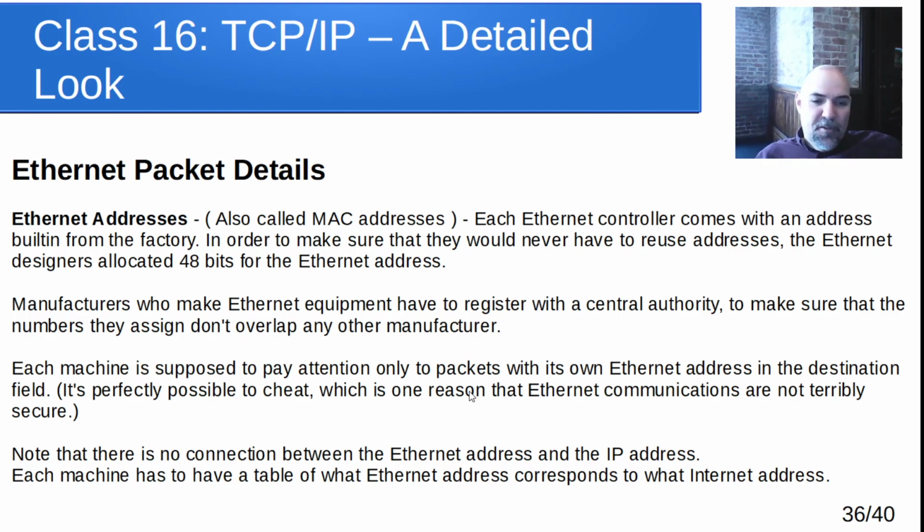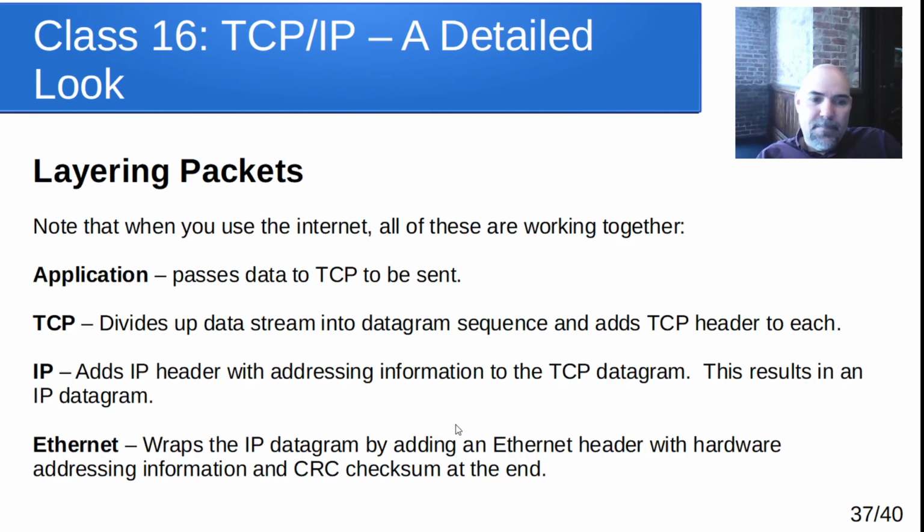Now, each machine also has a table of what Ethernet addresses correspond to what internet addresses, usually maintained by the internet subsystem. That's how it knows, when you send a packet to something like google.com, who to route that to first. And that machine, when it gets that packet, unwraps it and says, okay, this IP address goes to this next machine that I know about. And it uses that table to look those up and send those along.